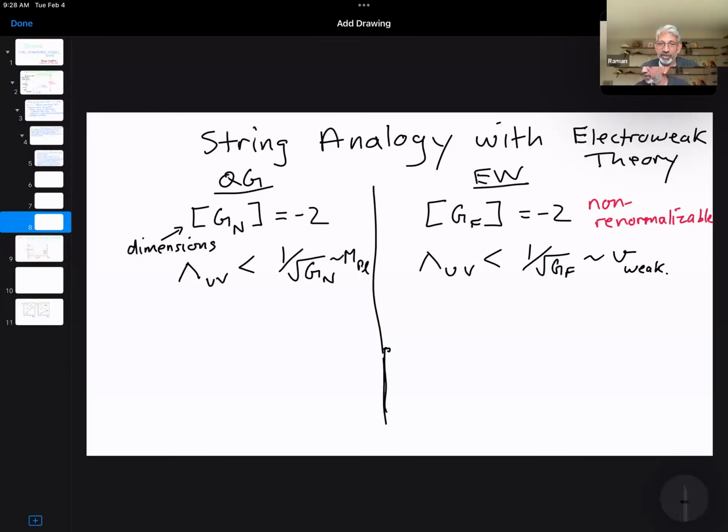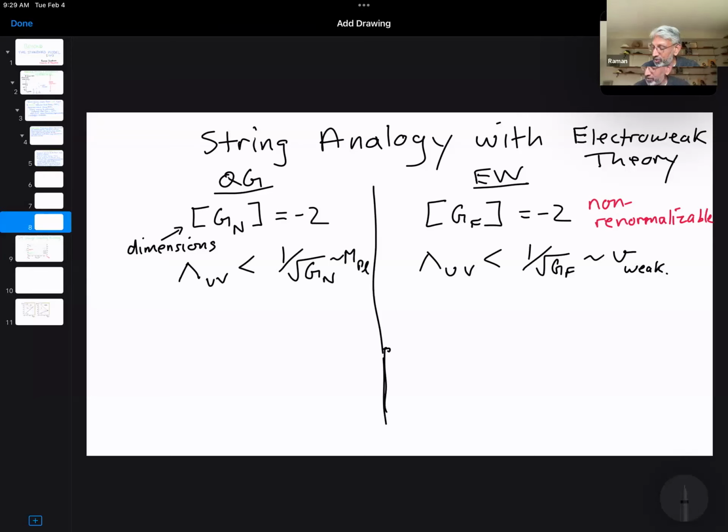Okay. So in each case, these two theories, general relativity as a quantum theory and Fermi's theory of the weak interactions as a quantum theory, are useful, but they're limited by these ultraviolet cutoffs. They're restricted by that. There's a shortest distance to which they're valid.